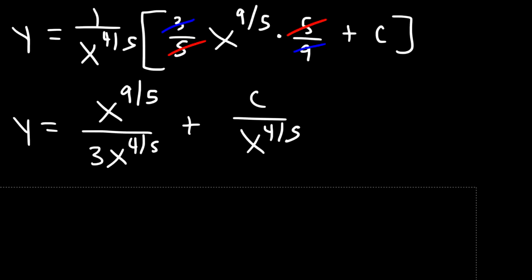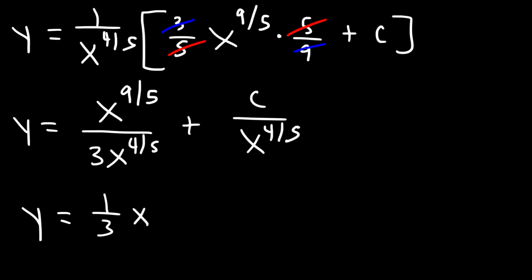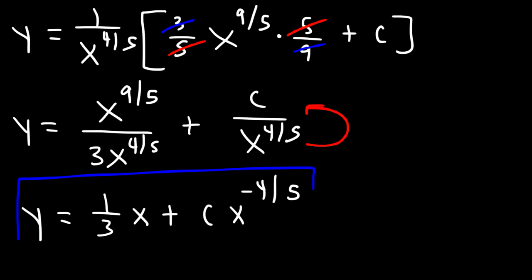9 over 5 minus 4 over 5 is 5 divided by 5, which is 1. So this becomes x over 3, or we could say 1/3 x. Now if you want to, you can move this to the top. And so you could say it's plus c times x raised to the negative 4 over 5. So this is the final answer.